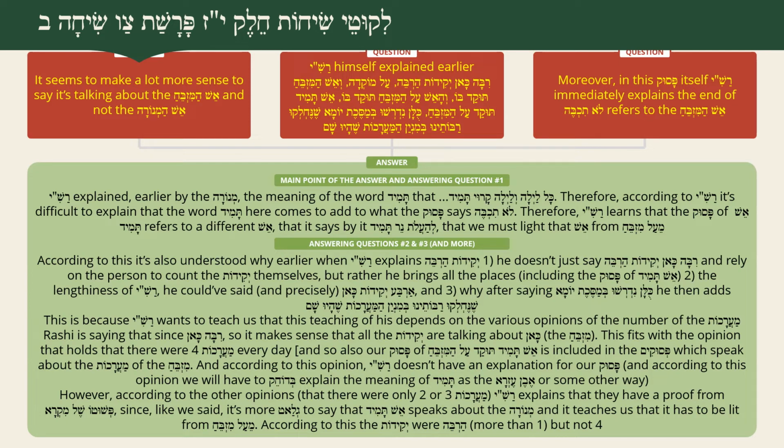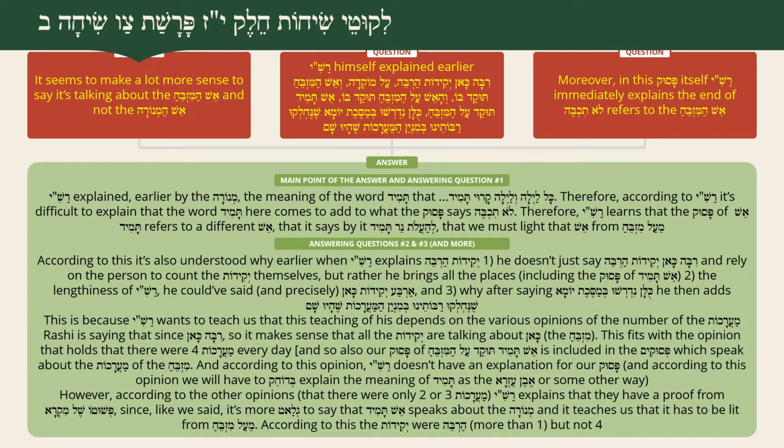However, according to the other opinions, that there were only 2 or 3 marachas, as Rashi says, there's a machlokes about the number. So Rashi explains that they have a proof from Pshuta Shel Mikra, since, like we said, it's more glad to say that Eish Tamid speaks about the menorah, and it's teaching us that it has to be lit from the Alam Mizbeach. And according to this, the Yekidus were harbe. What does it mean harbe? More than 1, but they weren't 4. There was only 3 of them.